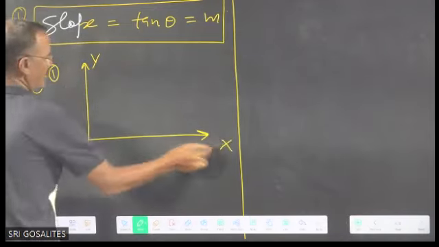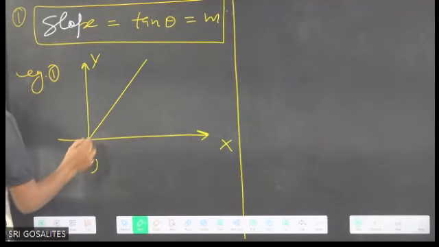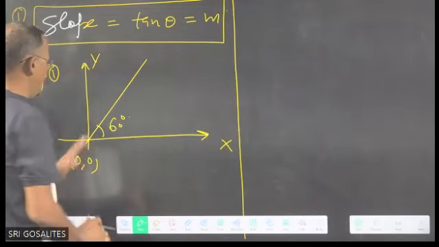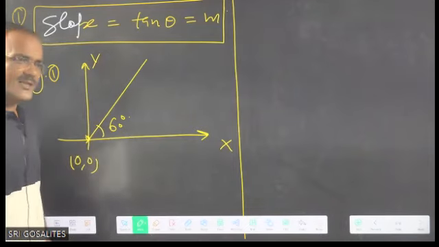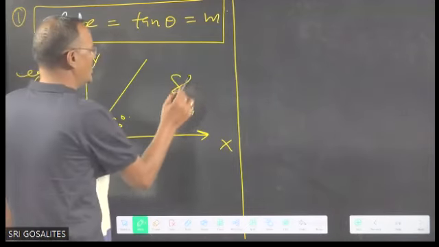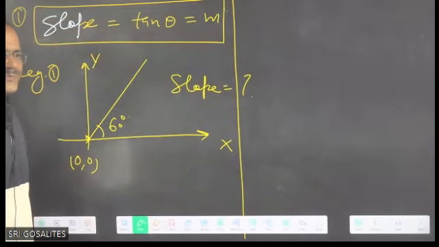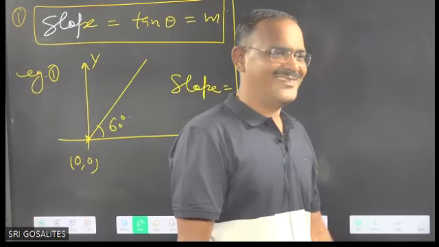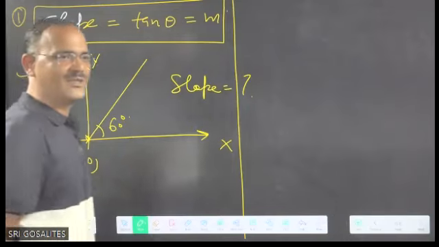Suppose we have a line passing through the origin, and the angle is given to us as 60 degrees. A line passing through the origin and making an angle of 60 degrees. What is its slope? Come on, tell me. √3. Very good.